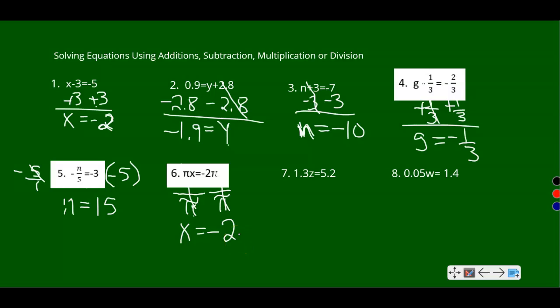So number 7, take a second, do it by itself. You've got 1.3 times z equals 5.2. So take a minute and see if you can solve that. All right, so hopefully you did division since we're doing the inverse of multiplication. And z equals 5.2 divided by 1.3 is 4. All right, number 8, we've got multiplication. Go ahead and try it as well.